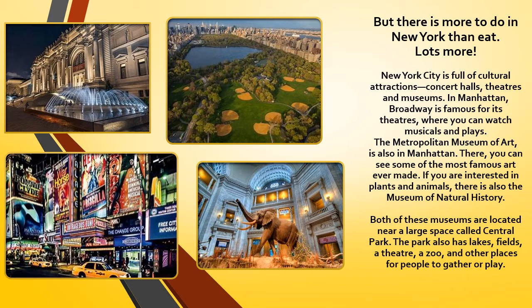Then we have the Metropolitan Museum of Art, that's also in Manhattan. And there you can see some of the most famous art ever made. If you're interested in plants and animals, there's always the Museum of Natural History, just like the one we have in London. So both of these museums are located near a large space called Central Park. And the park also has lakes, fields, a theatre, a zoo, and other places for people to gather and enjoy.